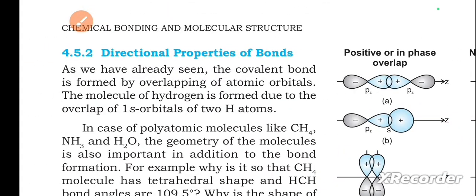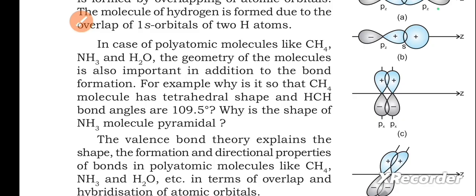Next is directional properties of bonds. As we have already seen, the covalent bond is formed by overlapping of atomic orbitals. The molecule of hydrogen is formed due to the overlap of 1s orbitals of two H atoms. In case of polyatomic molecules like CH4, NH3 and H2O, the geometry of the molecules is also important in addition to the bond formation. For example, why is it so that CH4 molecule has tetrahedral shape and HCH bond angles are 109.5 degrees? Why is the shape of NH3 molecule pyramidal?